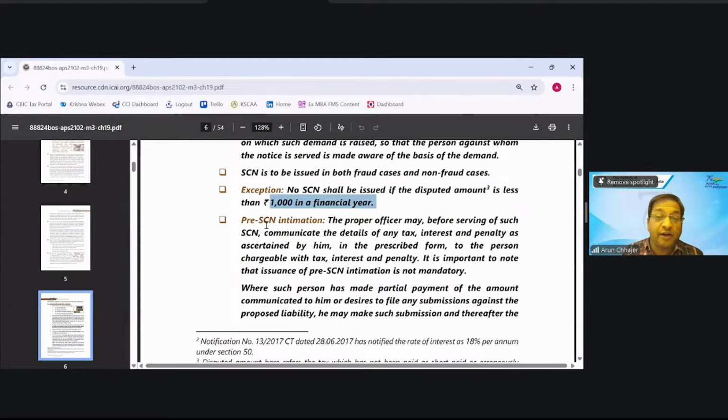Pre-SCN intimation. Now divide in 3 stages. One stage before issuance of the show cause notice. Second is after issuance of the show cause notice. Third is after issuance of the order. There are the 3 categories. Why are these 3 categories important? Let's move further.